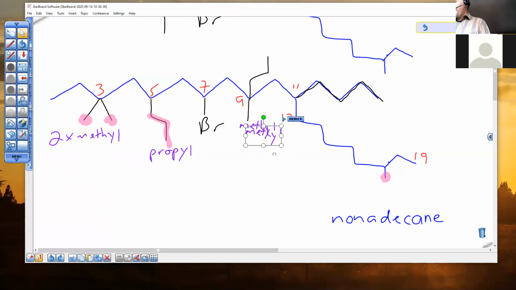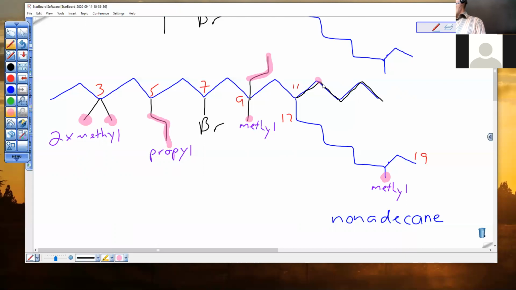Okay. And we have another propyl on top. Let's get our highlighters going. Methyl. We have another propyl. And a 1, 2, 3, 4. It's a butyl. So we have another propyl. And we have a butyl. We have work to do. All right, alphabetically.